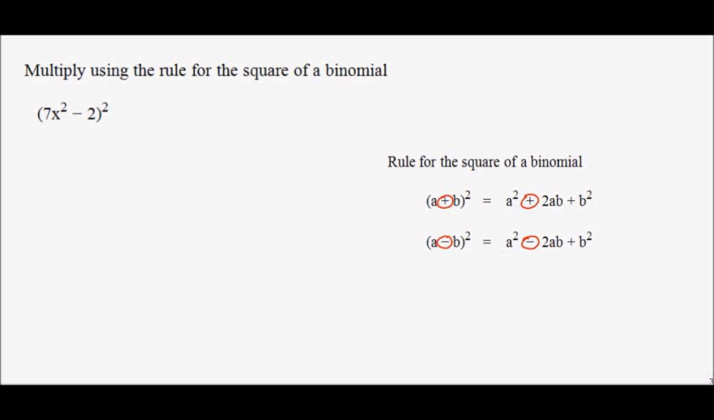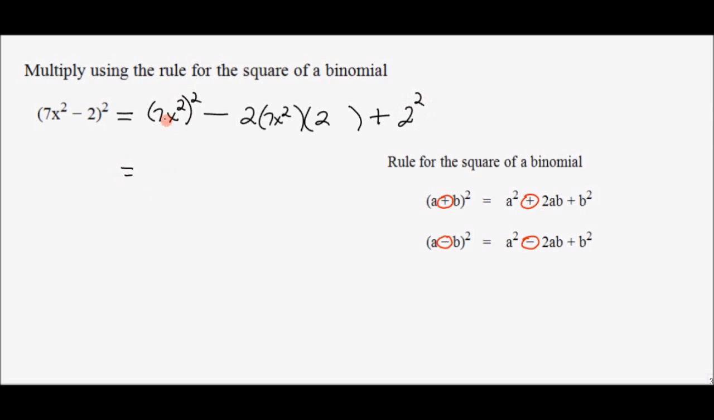So if we use this rule right here to find out what (7x squared minus 2) squared is, then we would have, well, we square the first term. So we take 7x squared and square it. Minus, it's got to match this, 2 times the product of the first term times the second term. And then plus whatever that last term is, squared.